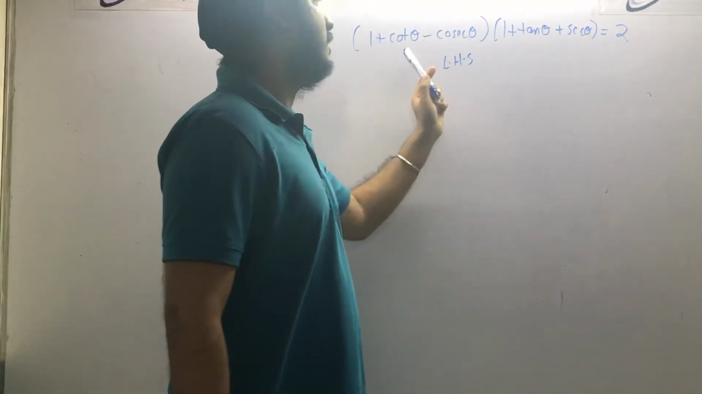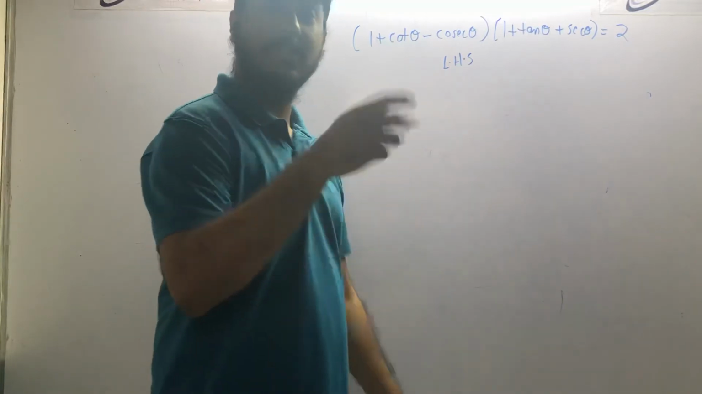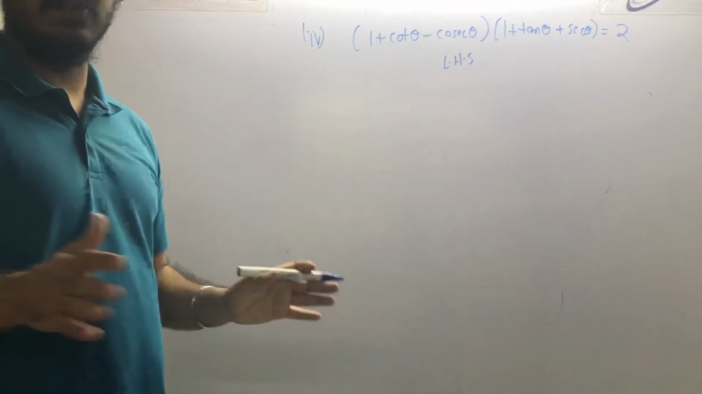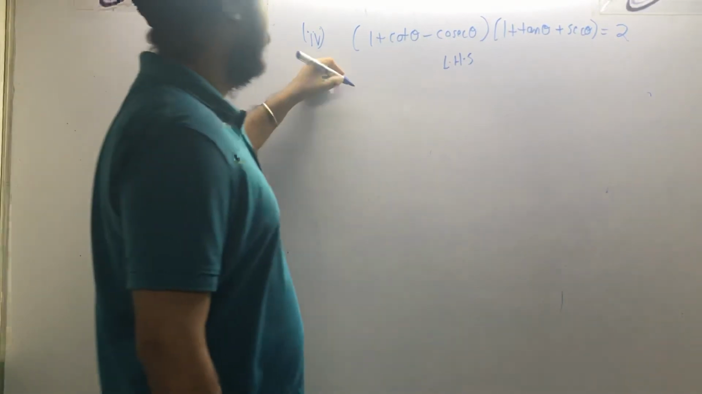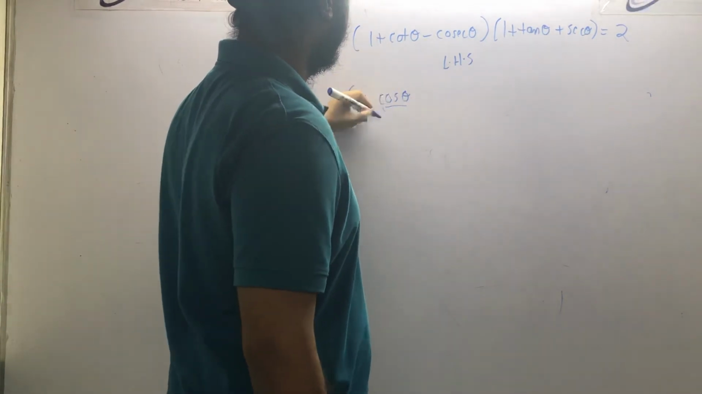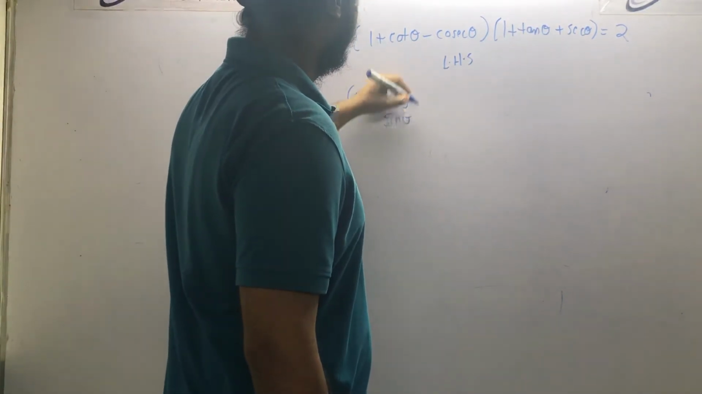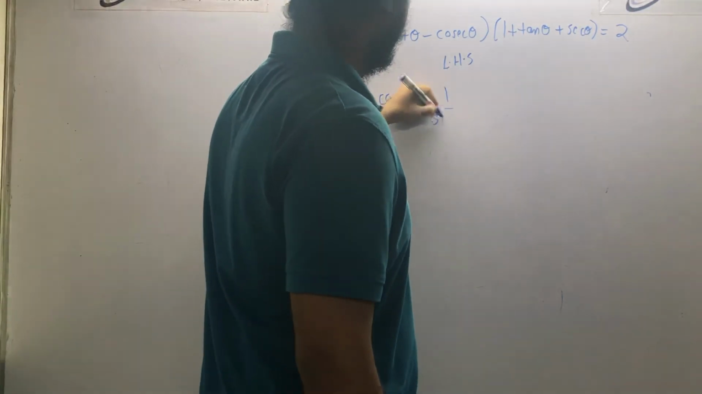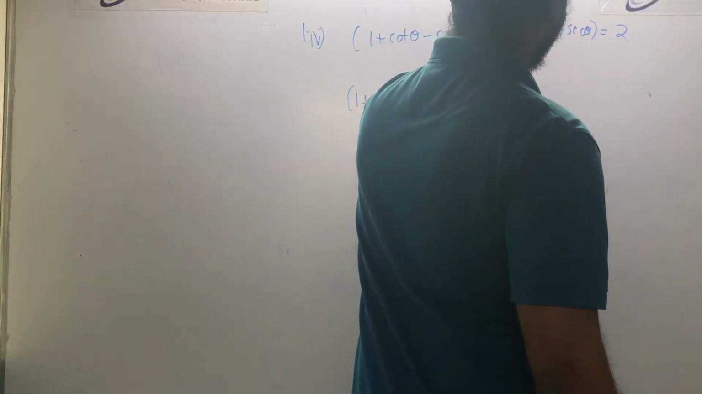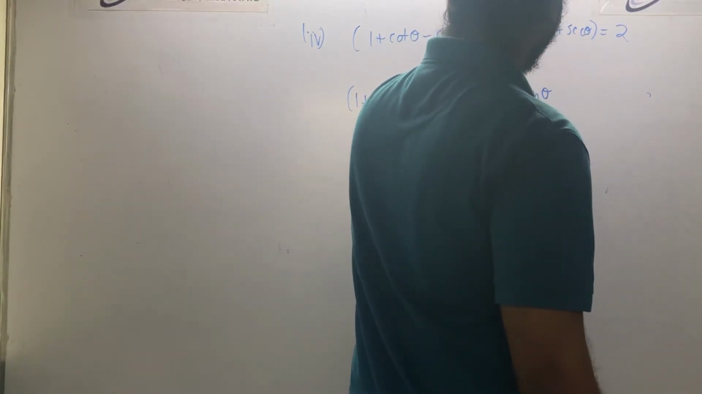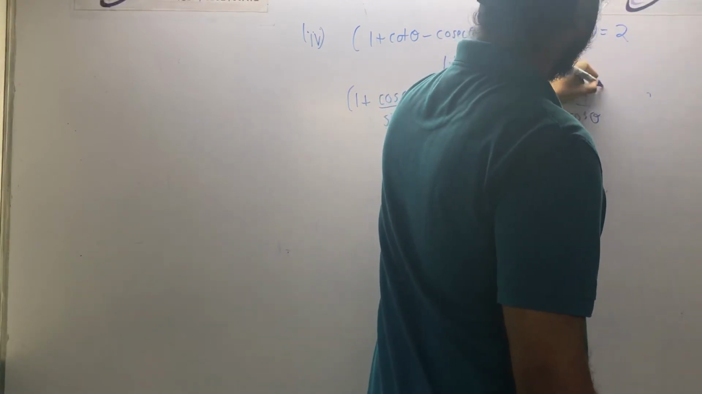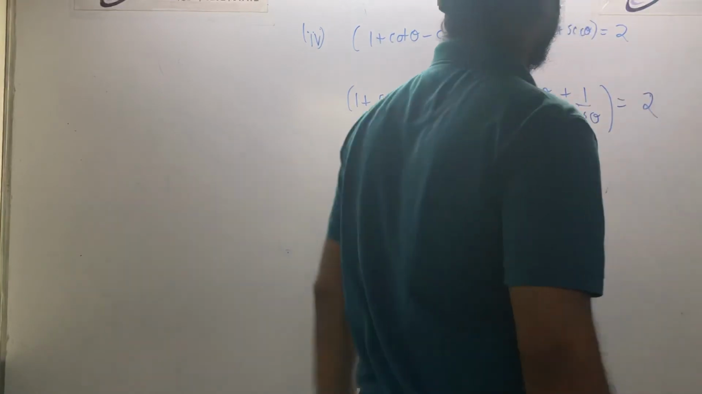So you will convert basically cot, cosec, tan and sec into sin and cos. Always start like this. Convert any trigonometric function that is there into sin and cos. So 1 plus cos theta upon sin theta minus 1 upon sin theta plus 1 upon sin theta upon cos theta plus 1 upon cos theta is equal to 2.